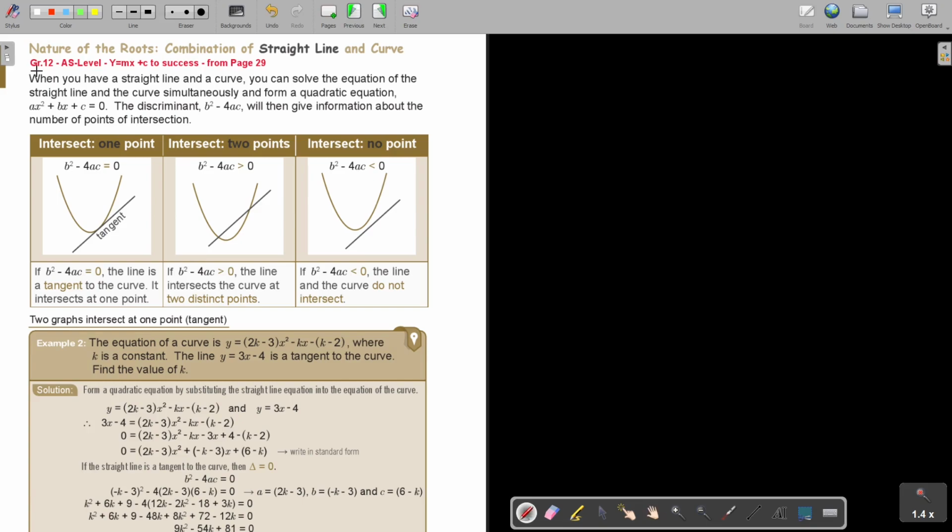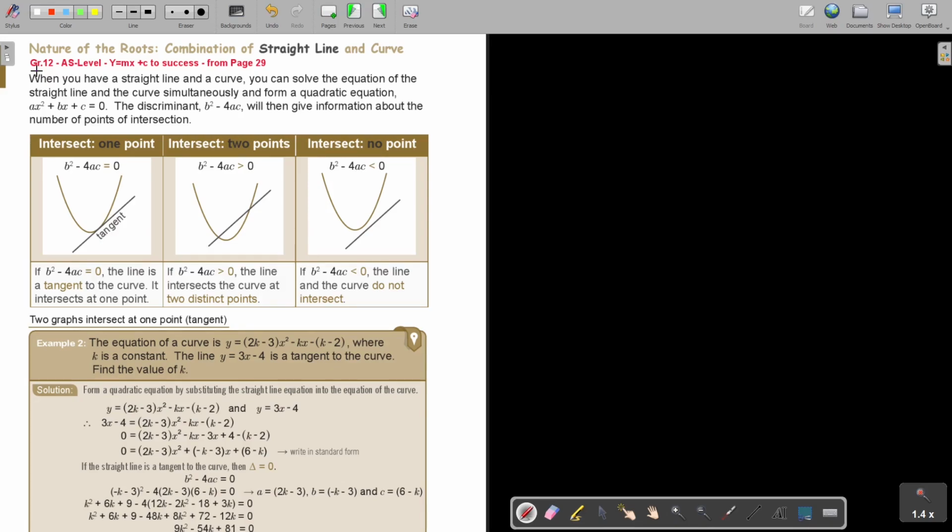You will find this from page 29 in the grade 12 AS-Level Mathematics textbook, y equals mx plus c to success. I want to emphasize this again. First, go to the textbook, watch the videos, go through the videos of the examples in the textbook. Do the basics before you come to this final step, which is the exam preparation questions.